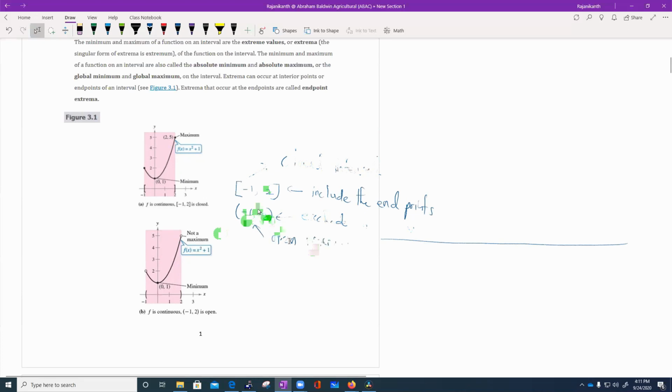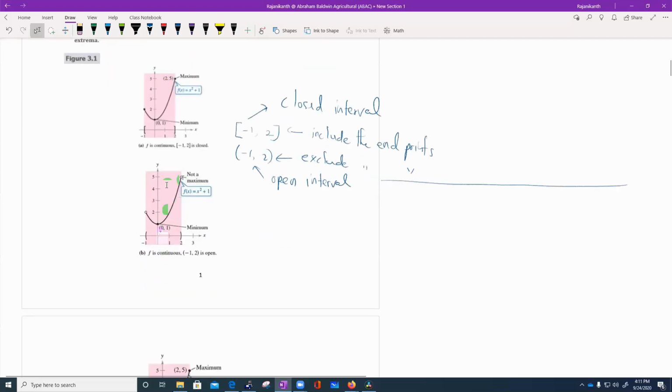Okay, so you have to look at the problem carefully. Now here I have square brackets, therefore endpoints are included throughout my domain. Therefore the minimum occurs at x equals 0, the minimum value is 1, the y value, and the maximum is 5 occurring at x equals 2.